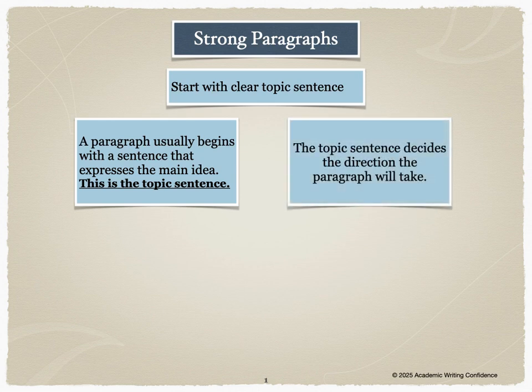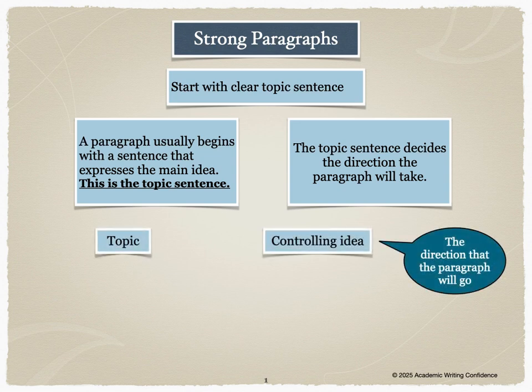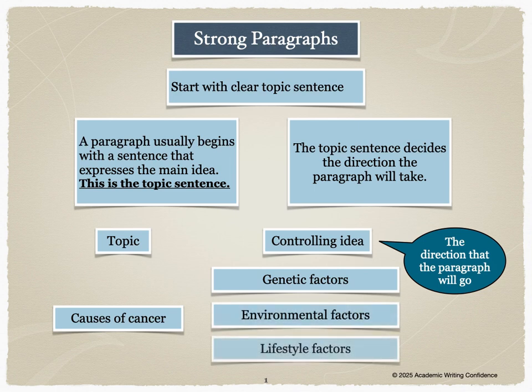The topic sentence decides the direction the paragraph will take. In each essay, you'll have a topic, and for each section, you will have a controlling idea. This controlling idea is the direction that the paragraph will go. For example, perhaps your topic is the causes of cancer. For each of your paragraphs, you will want a different controlling idea. It could be genetic factors, environmental factors, or lifestyle factors. Each of these controlling ideas will determine what your paragraphs will focus on for the main idea for each paragraph.